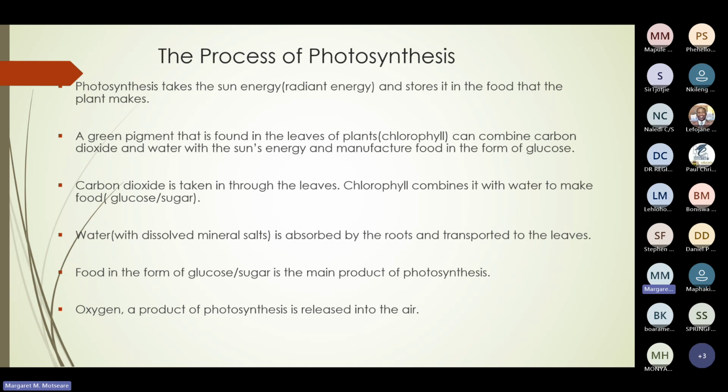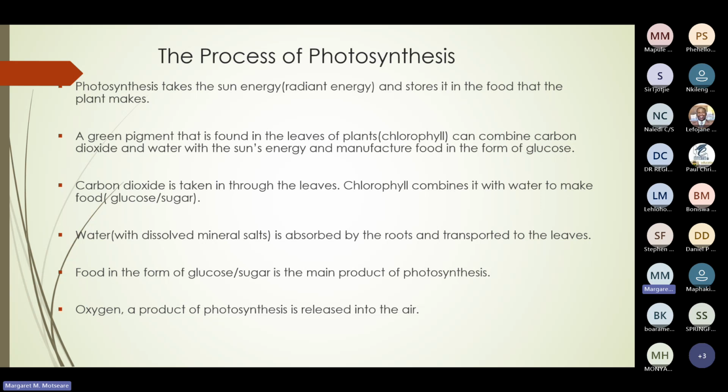Photosynthesis takes the sun energy, which is radiant energy, and stores it in the food that the plant makes. A green pigment that is found on the leaves of plants is called chlorophyll. When you see a green plant, know that the green pigment is called chlorophyll. Plants can combine carbon dioxide and water with the sun energy and manufacture their own food, which is in the form of glucose.